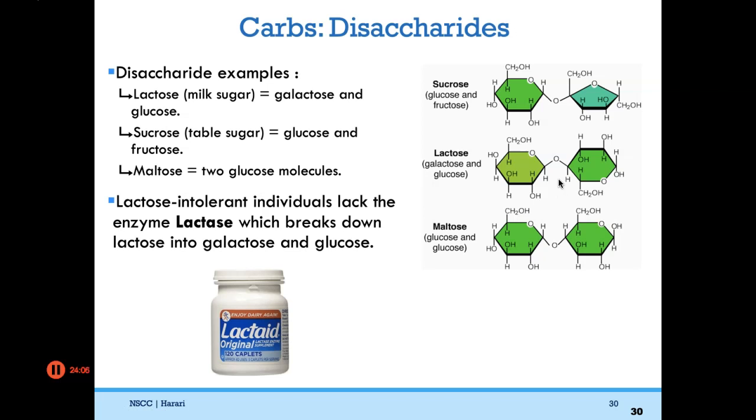So luckily, there's an enzyme supplement. This is called a lactase pill. So you might have heard about this. I'm sure you have. A lactase pill is just a lactase enzyme. It's a pilled form of the enzyme that can break down this bond. So your body can then absorb the glucose and the galactose separately.